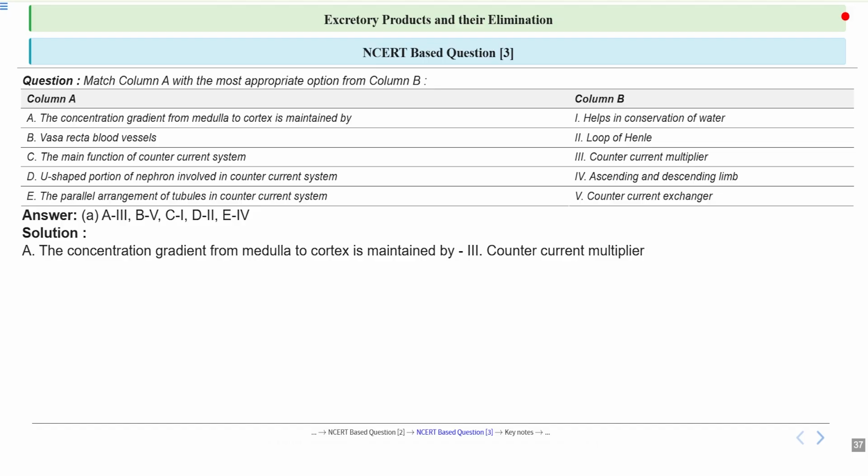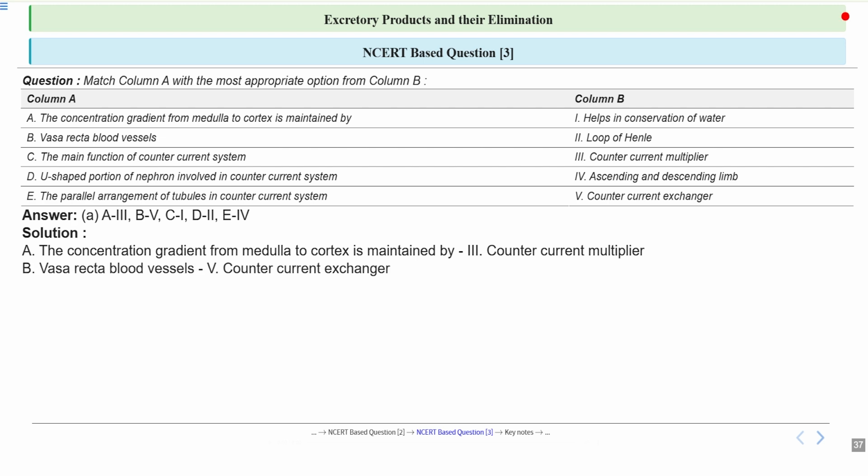Talking about A, the concentration gradient from medulla to cortex is maintained by 3, the counter current multiplier. Emphasize that the counter current multiplier is a mechanism that increases the difference in concentration. It's much like a series of steps that make a slope steeper. So this is essential for the kidney's ability to concentrate urine.